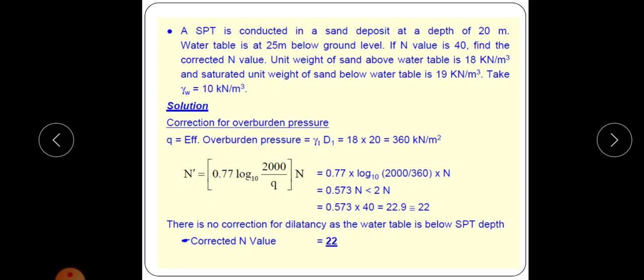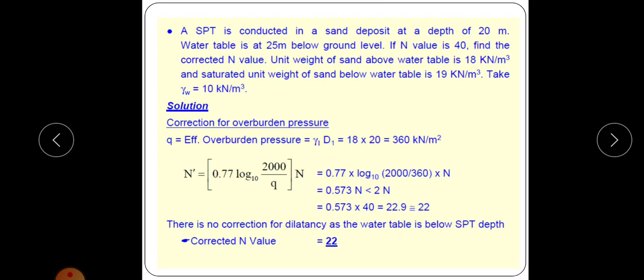So here it is given the unit weight of sand above the water table is 18 and below it is 19, but here the water table is far below the ground level, that is we are considering the sand for a depth of 20 meter and water table is at 25 meter below the ground level. So we can neglect this water table, it is not coming in our area. Okay, so effective overburden pressure is calculated at 20 meter depth using the unit weight of sand above the water table. We are not taking the water table since it is 25 meter below the ground level. So 18 into 20, 360 kN per meter square is the effective overburden pressure.